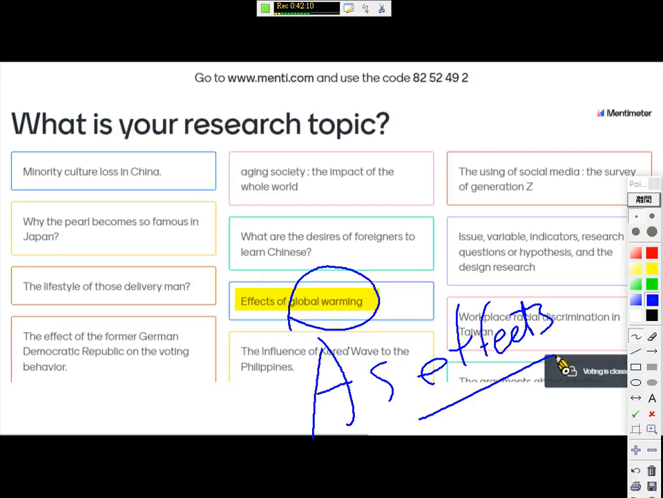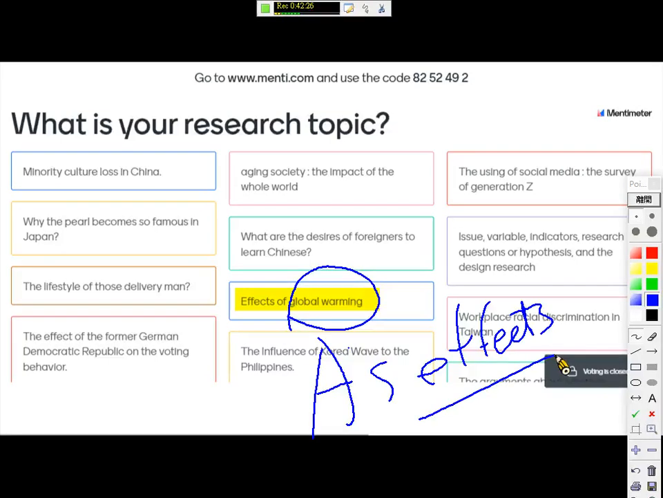That does not say anything. Because when we say effects, it must be on something, right? That is effects. So what kind of effects are you talking about, and to whom? You have to point out.